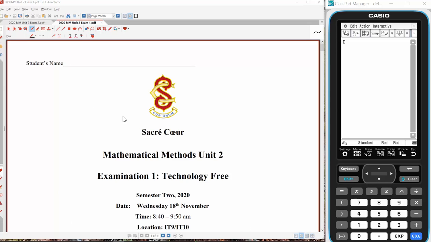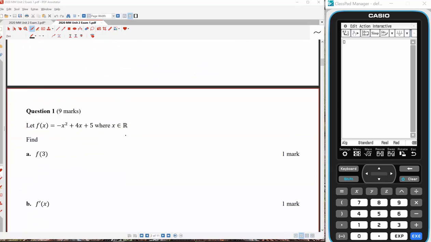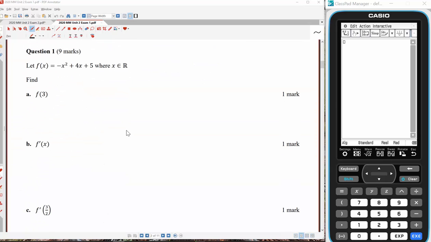Okay, let's quickly whip through exam 1 and see where you might have gone wrong. So question 1 is just testing skills. f of 3 equals negative 3 squared plus 4 times 3 plus 5, which is negative 9 plus 12 plus 5, which is 8.